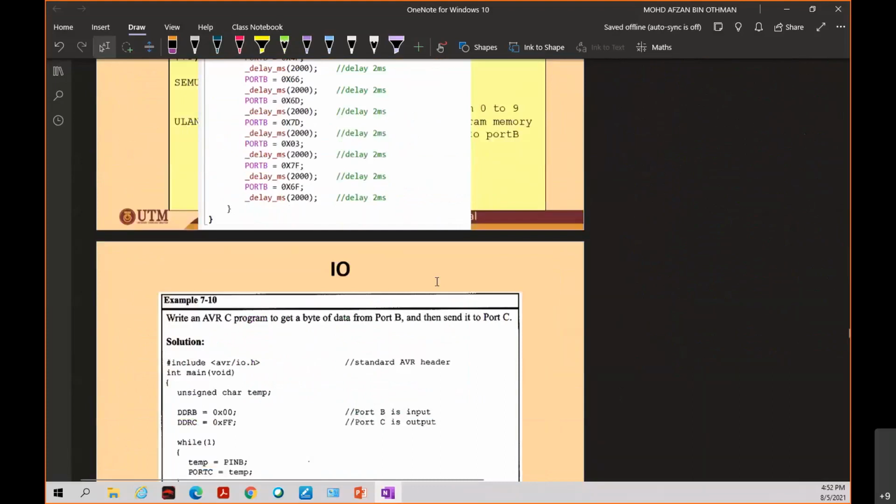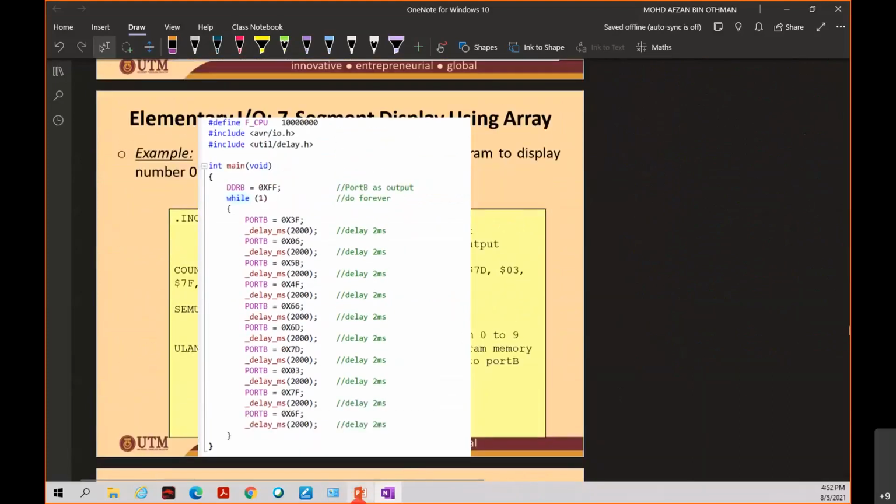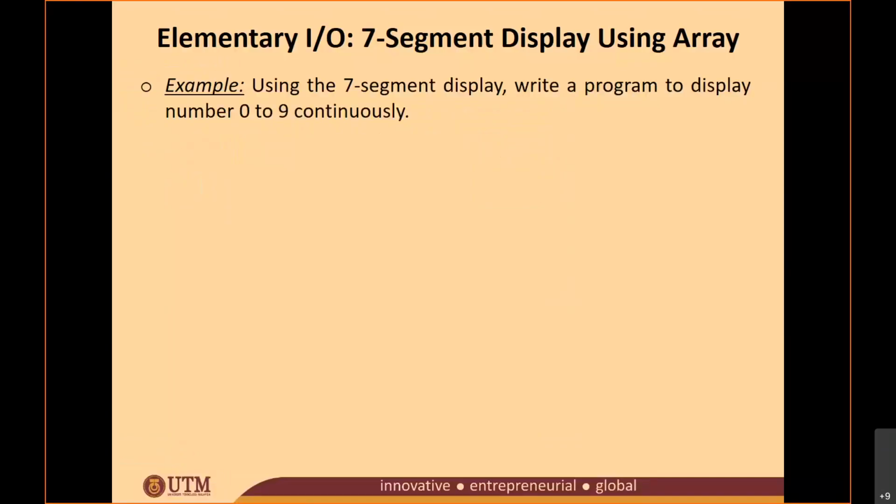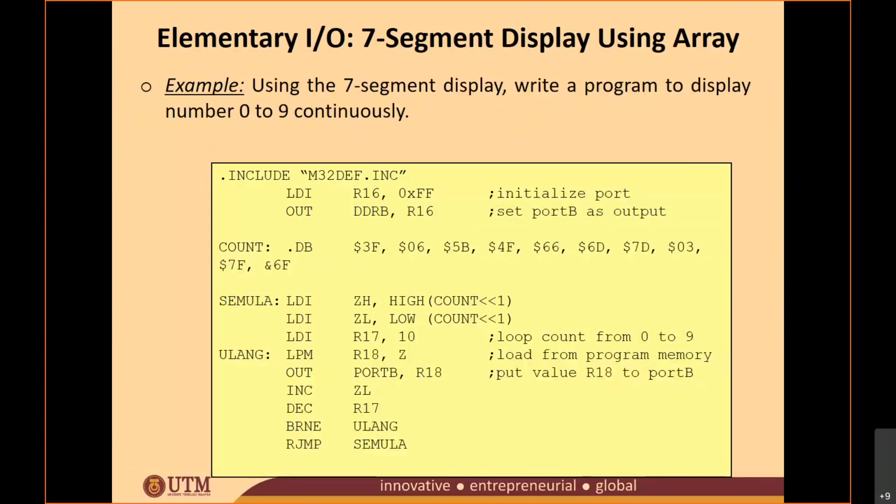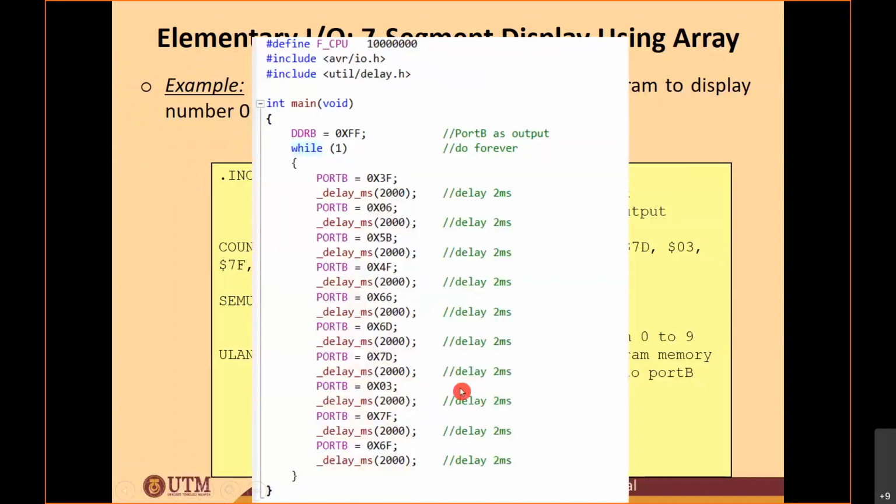example. Okay, this one is like this. Wait, let me open the PowerPoint first. This one has animation. Okay, using the 7-segment display, write a program to display number 0 to number 9 continuously. So how to do that? This is how you do it using assembly language, and this is how you do the counting from 0 to 9 using C programming.